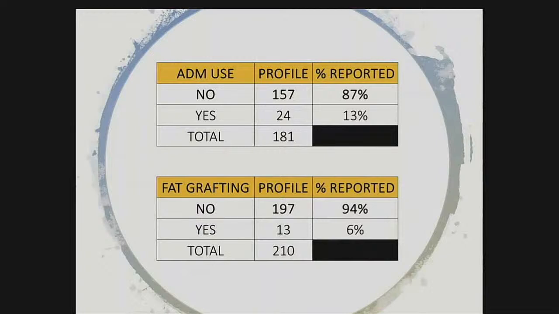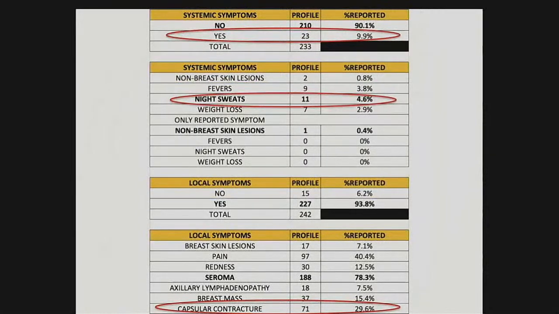Looking at ancillary procedures such as ADM placement and fat grafting, only 13% of patients had a history of ADM, while 6% had a history of fat grafting, suggesting that neither of these procedures may predict nor protect against the disease. Clinical presentation. Interestingly, nearly 1 in 10 patients had a history of systemic symptoms at the time of presentation, the most common systemic symptom being night sweats.